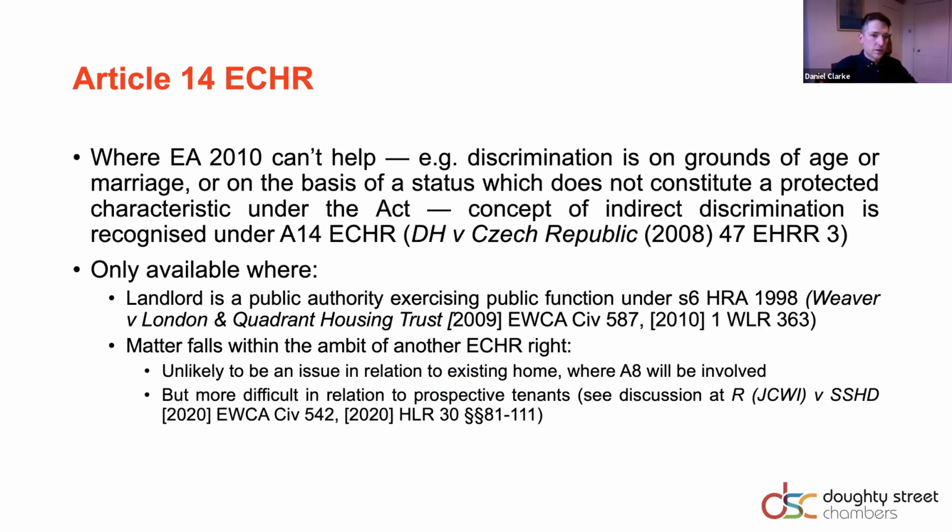Finally, then, my final slide is just to flag up the fact that where the 2010 Act can't help, for example, because discrimination is on grounds of age or marriage, which is excluded from Part 4, or it's on the basis of a status which isn't a protected characteristic, the jurisprudence on Article 14 does recognise also a concept of indirect discrimination, so see DH v Czech Republic. But as I've said, it's only available where your landlord's a public authority within Section 6 of the Human Rights Act, and it's only available where the matter falls within the ambit of another convention right.